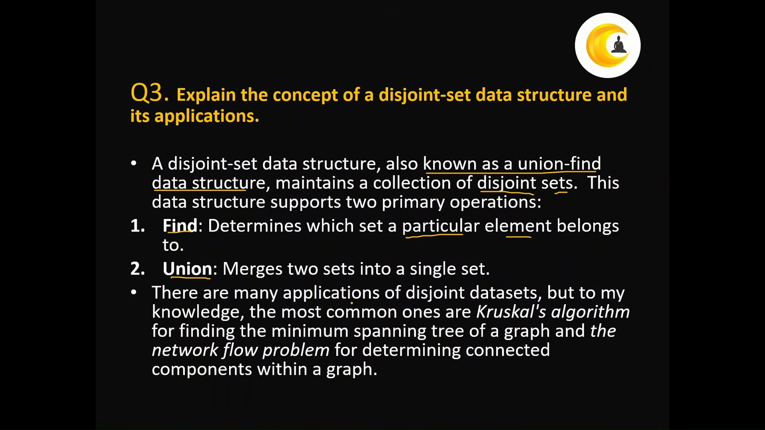There are many applications of disjoint sets, and this is how you will approach the answer. As far as I know, the common ones are Kruskal's algorithm for finding the minimum spanning tree, Prim's algorithm, which you can also use, and the network flow problem for determining connected components within a graph. Okay, Kruskal, Prim, everything falls under this disjoint set data structure, where you're basically figuring out the minimum spanning tree.